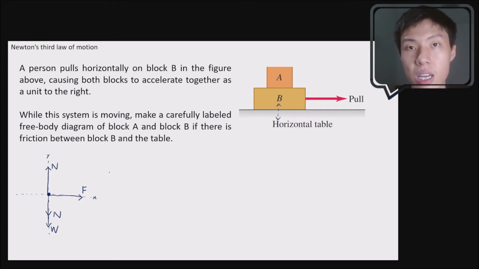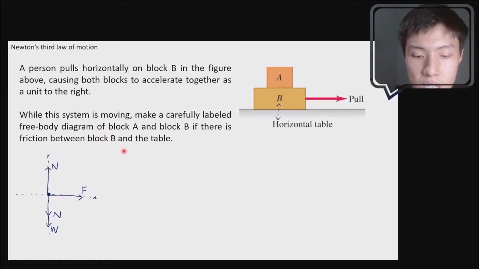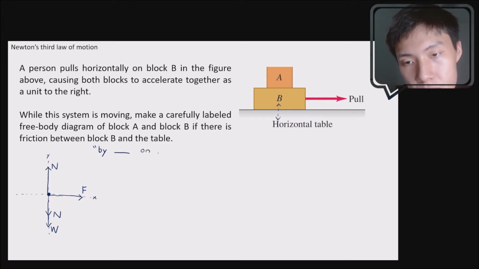Something like this. Okay, so now in this situation, we have two normal forces, one pointing upwards, one pointing downwards. They are exerted by different things, so we need to label them. Again, to label normal forces or any forces, if it's relevant, we label using the idea of by something on something. So this normal force over here is exerted by the ground on block B.